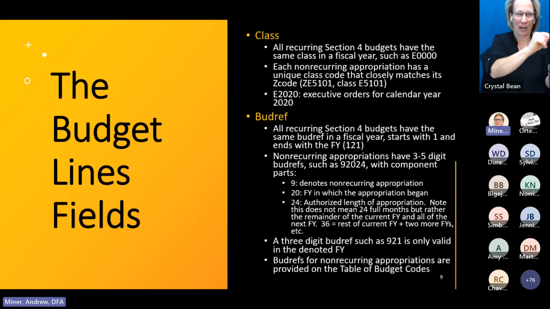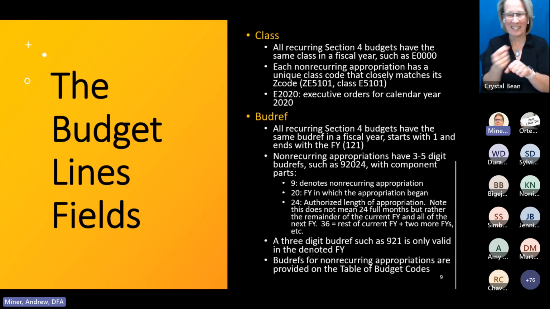Next is the Bud Ref field. So much like with class, all recurring Section 4 budgets have the same Bud Ref in a fiscal year, and that always starts with a 1 and ends with whatever the fiscal year is. So again, all bars that are adjusting your P code budgets this year are going to have a Bud Ref of 124. Okay, and then next year it'll be up to 125, etc.